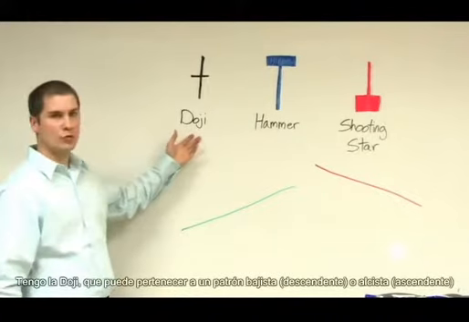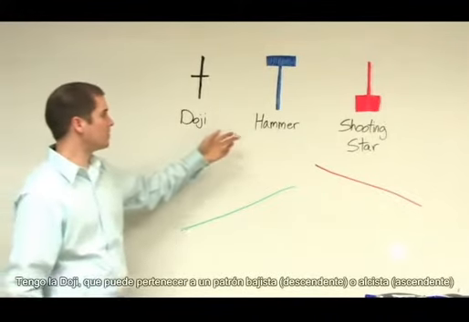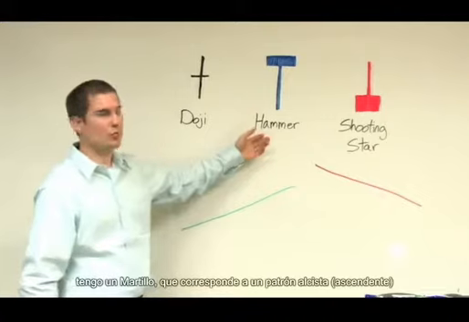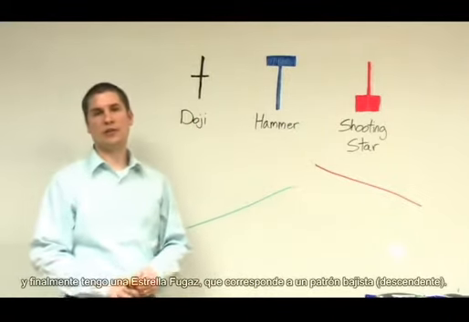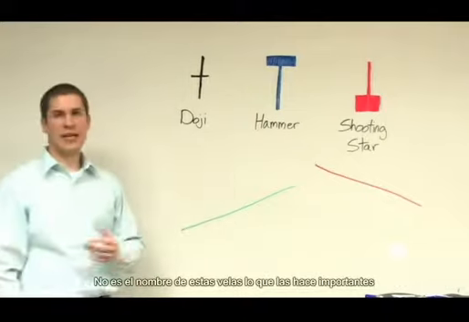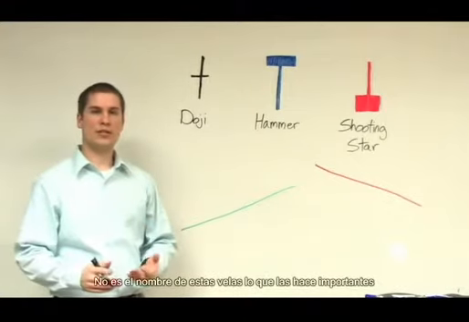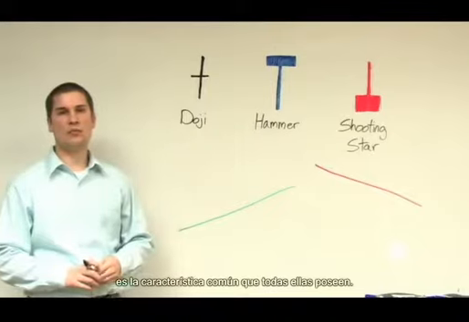I've got the doji, which could be a bearish or a bullish pattern. I've got a hammer, which is a bullish candle pattern. And then I've got a shooting star, which is a bearish candle pattern. And it's not the name of these candles that makes them important. It's a common characteristic that they all possess.